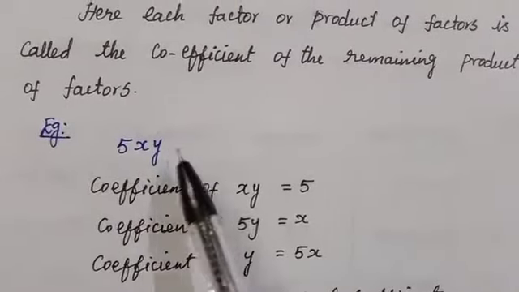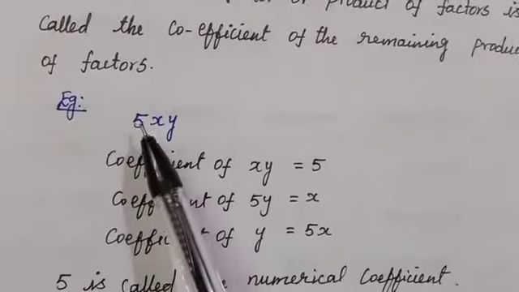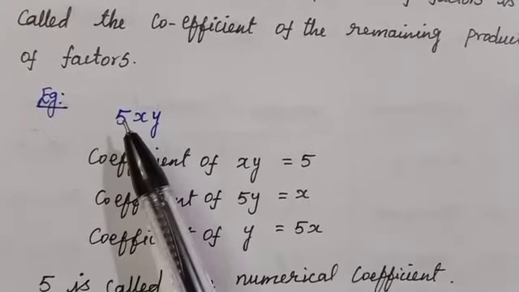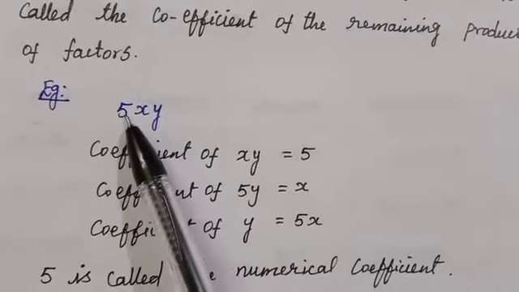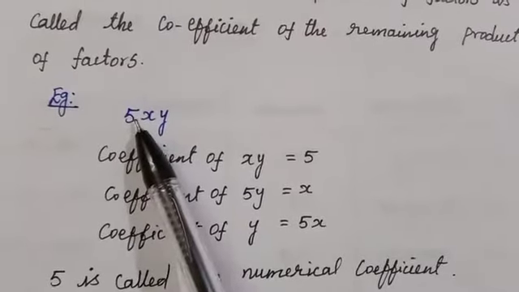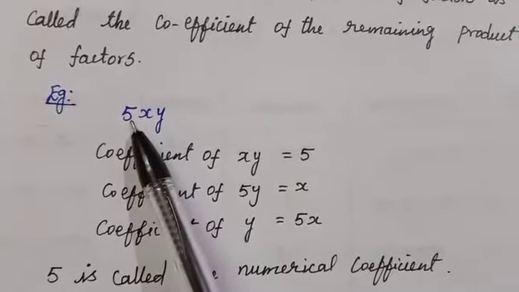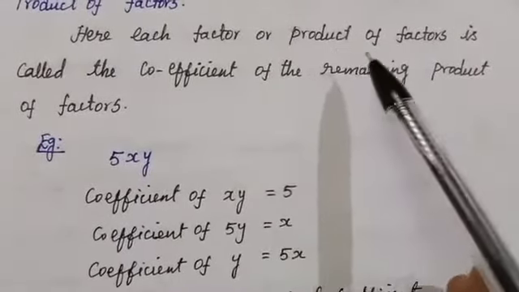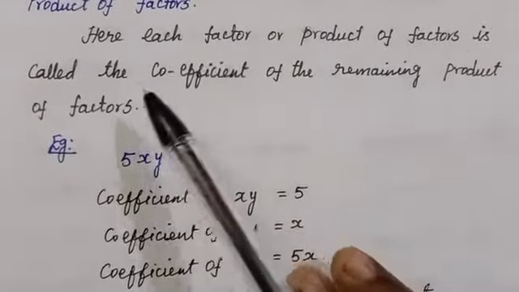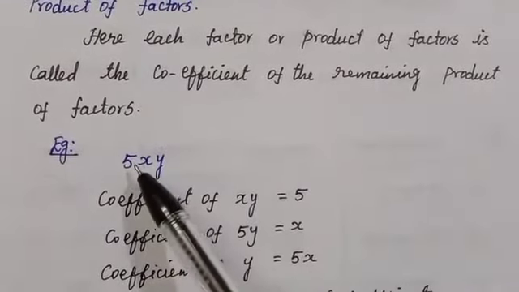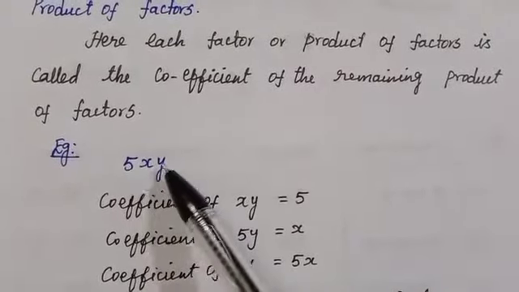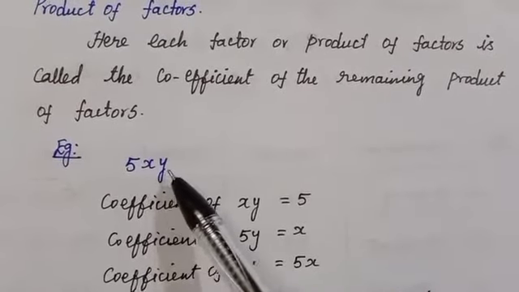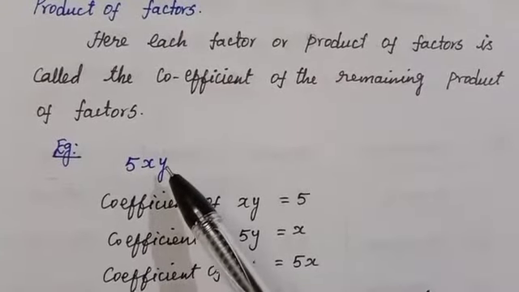In this term, the numerical coefficient is 5. For any question that asks for the numerical coefficient, you have to take only the numeral, meaning the number. Now listen: each factor or product of factors is called the coefficient of the remaining product of factors. A factor means a product of two numbers.